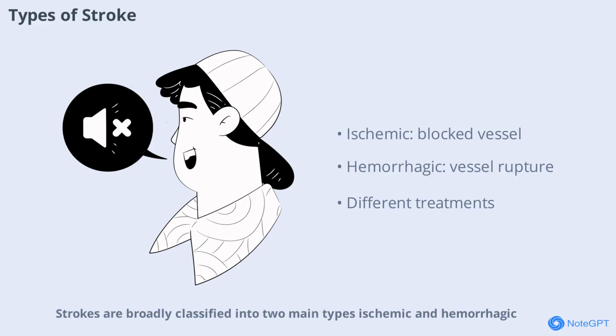Strokes are broadly classified into two main types, ischemic and hemorrhagic. Ischemic strokes occur when a blood vessel supplying the brain is blocked, usually by a blood clot. Hemorrhagic strokes, on the other hand, happen when a blood vessel ruptures, causing bleeding in or around the brain. Each type has distinct causes, symptoms, and treatment approaches. Recognizing the type of stroke is crucial for determining the appropriate intervention and improving patient outcome.